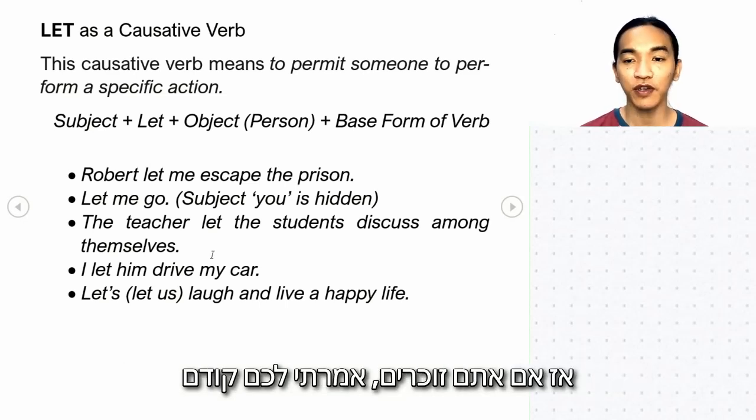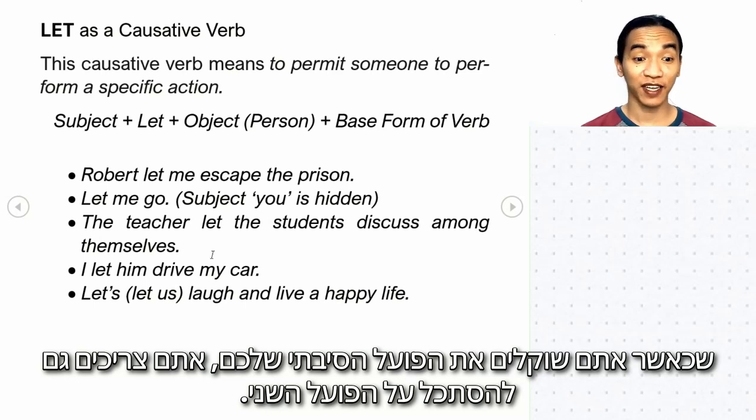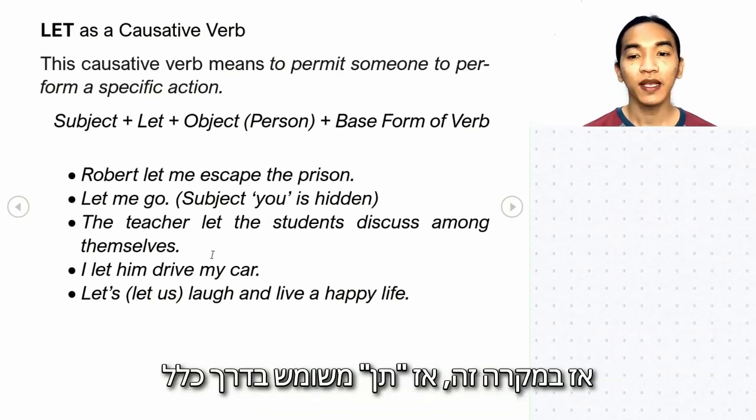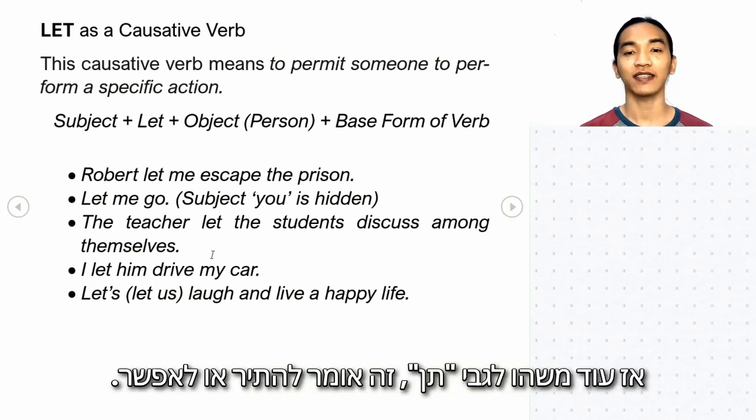So if you remember, I told you before that when you are considering your causative verb, you also have to look at the second verb. So in this case, let is usually used with the base form of the verb. So please take note of that. So one more thing about let, it means to permit or to allow.